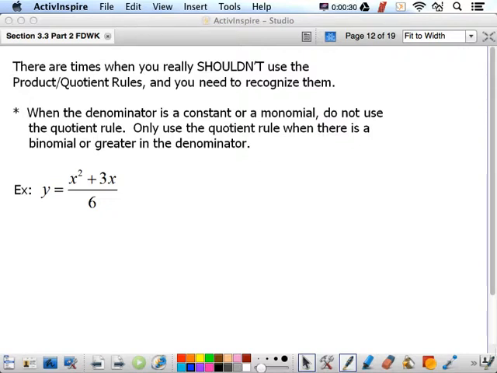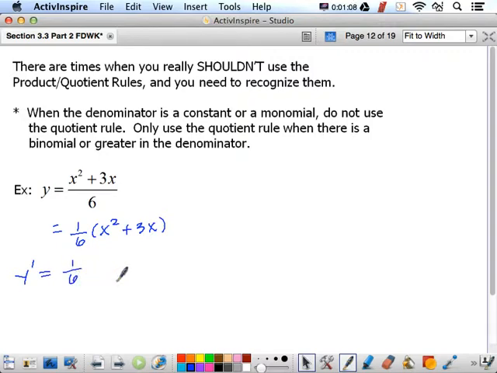So we're going to take a look at y equals x squared plus 3x all over 6. Notice how the denominator is just 6, right? Which is a constant. Do you agree that this is the same thing as 1/6 of x squared plus 3x? Yes? Yes. And when you have a coefficient, it's not a variable, so it doesn't really count as multiplication. So you can just hold the coefficient and take the derivative of what's in the parentheses.